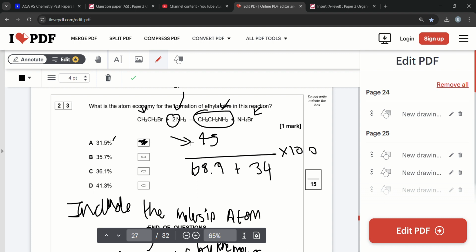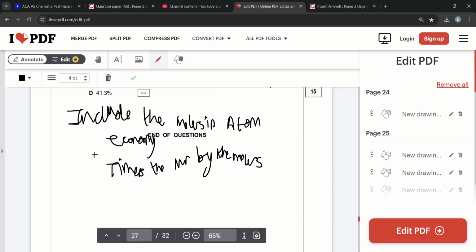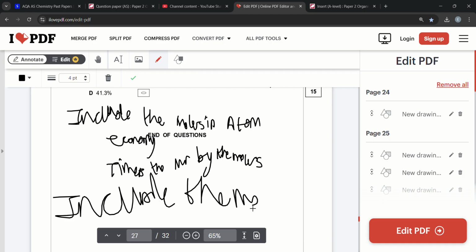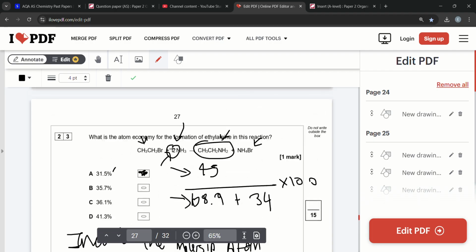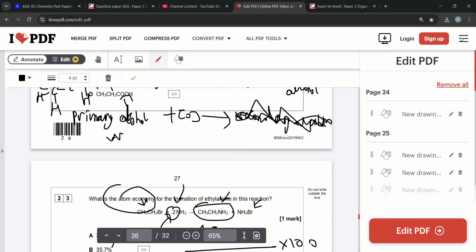Okay, so Mr of desired product, ethylamine, over Mr of all reactants, and do not forget, because there's 2 moles, include the moles in atom economy. Times by 100 because all these are in percentages, and you should get 31.5%. And that is the end of the multiple choice questions.